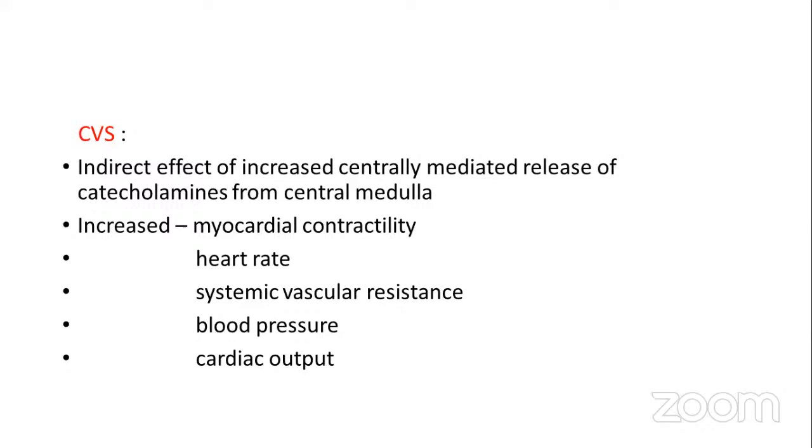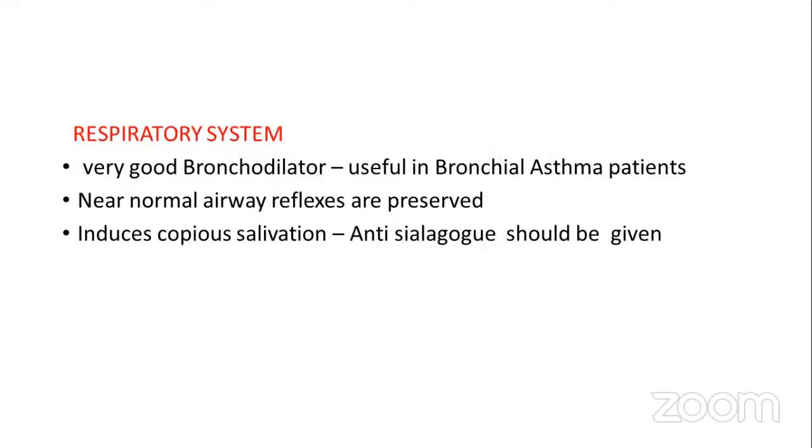Ketamine effects on the cardiovascular system: it indirectly increases centrally mediated release of catecholamines from the adrenal medulla. There is increased myocardial contractility, tachycardia, hypertension, increased systemic vascular resistance, and cardiac output. So it is commonly used in hypovolemia and shock patients. Respiratory system: it is useful in bronchial asthma patients as it's a very good bronchodilator and airway reflexes are preserved well. It induces copious salivation, so glycopyrrolate or atropine should be added.